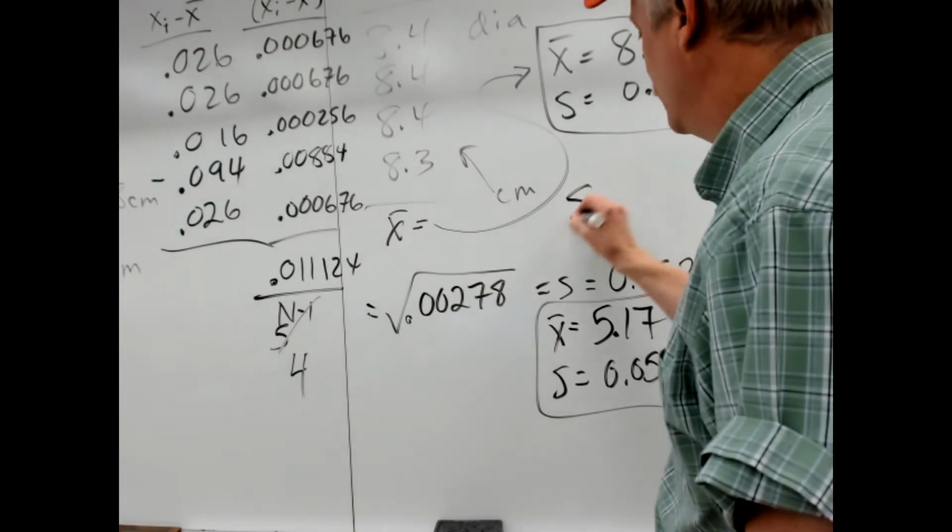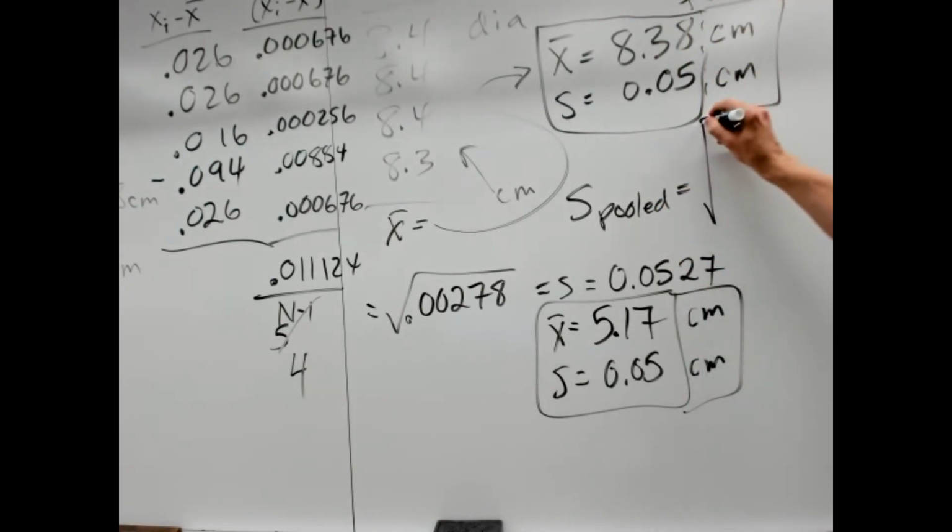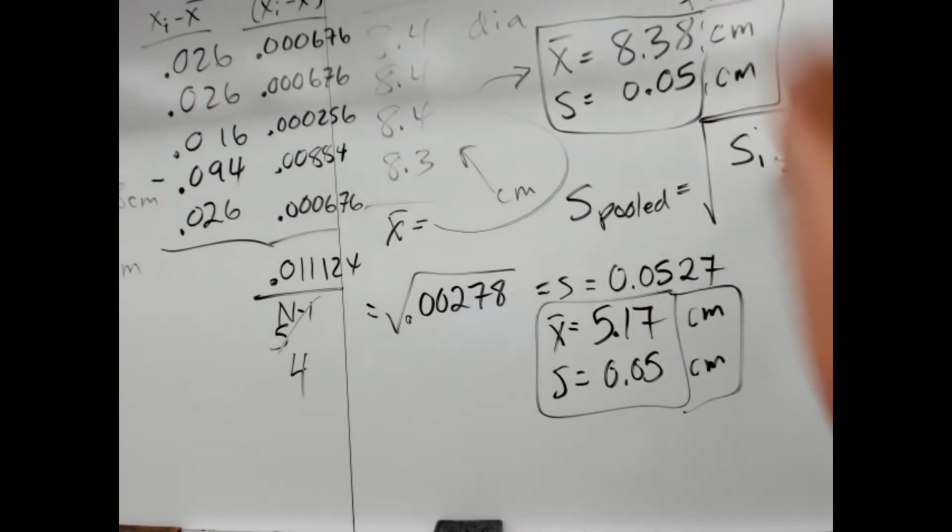So S pooled is equal to the square root of, I'm going to use group 2 here, S2 squared plus S4 squared. Okay? And I've got a weighted average, so I've got to figure out what numbers to multiply them by. And it's going to be by the degrees of freedom. So this is going to be multiplied by 4, and this is going to be multiplied by 3, and it's going to be divided by 7.